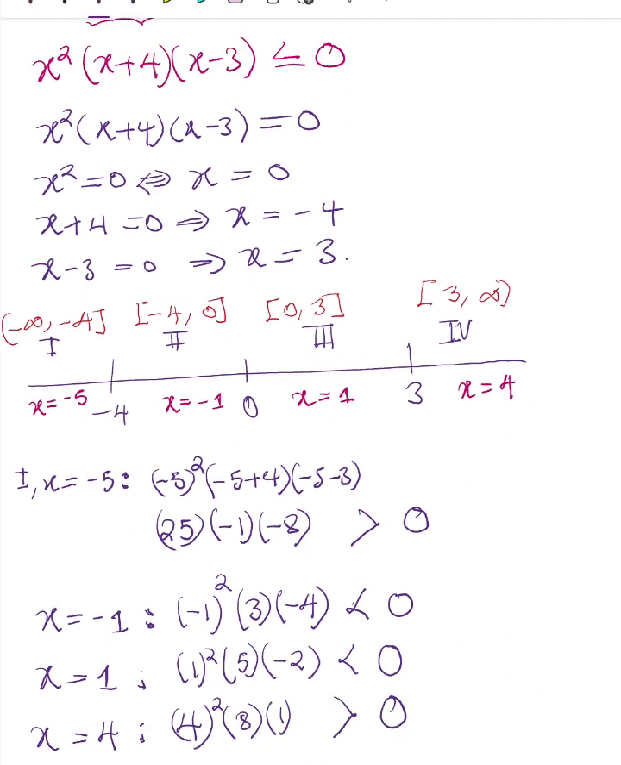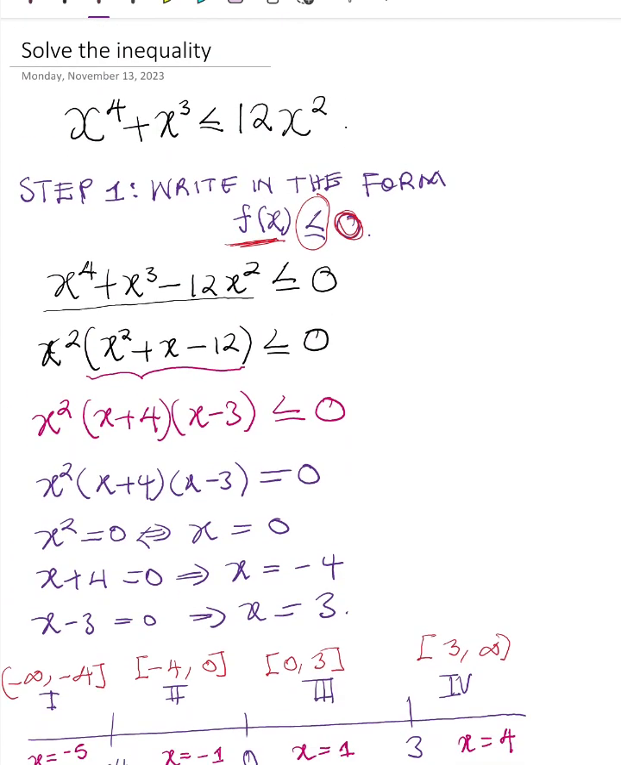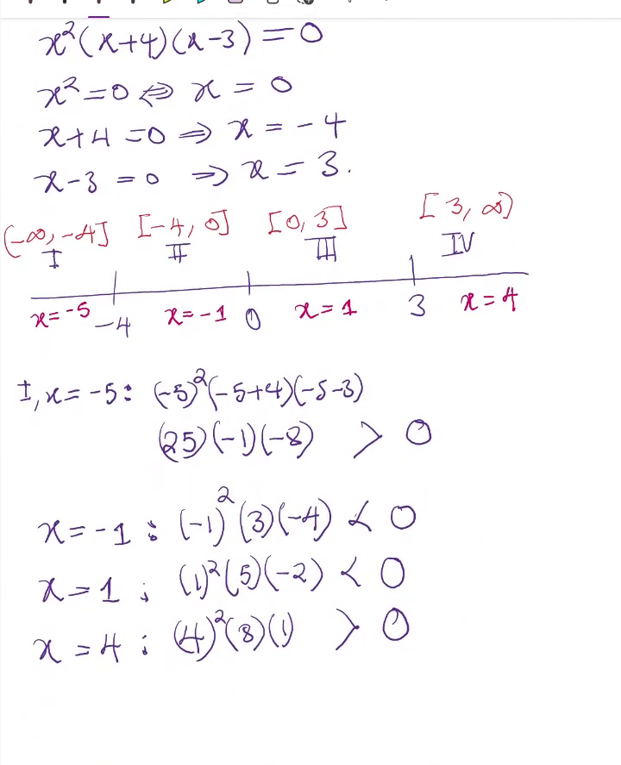All right, so clearly when x is negative 5, this function is greater than 0. And when x is negative 1, it is less than 0. When x is 1, it is less than 0. And for all values greater than 3, say 4, the function is greater than 0. But our question, we want the values of x for which this thing is less or equal to 0. So meaning that we need to choose this region here.